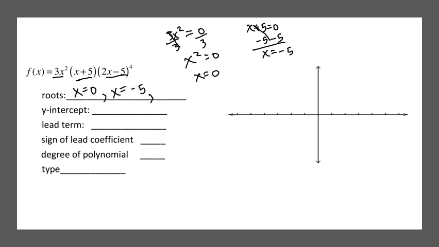And finally, we want to set 2x minus 5 equal to 0. And if we do that, we add 5 to both sides. So 2x equals 5. Divide both sides by 2, and x equals 5 halves.